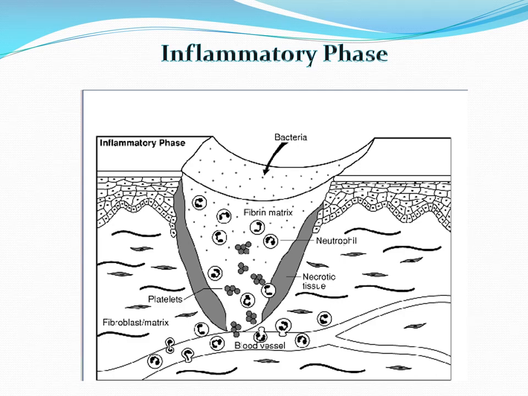process. Why? Because they have two important actions. The first action is phagocytosing the bacteria and the necrotic tissue, cleaning the wound, scavenging the whole debris from the wound, converting it to a clean wound, number one. And number two, they are the managers of the wound healing process.